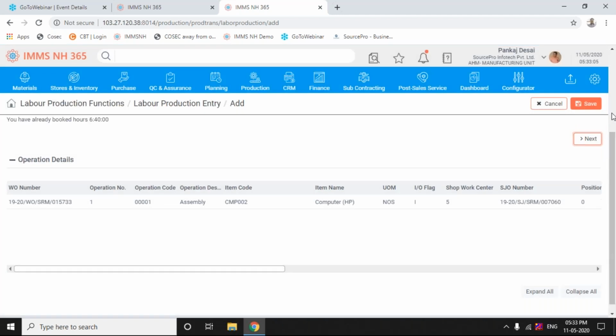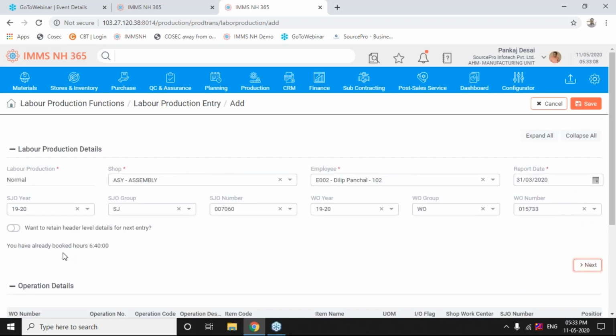Can you notice this? Since we have done some trials, it also tells you that you have already booked 6 hours 40 minutes on this work order in this date, right? So this is the input that you are seeing right now, that this information is already available to you, that so far you have already booked 6 hours 40 minutes on this work order, whether today or in the past. So this information is available to you.